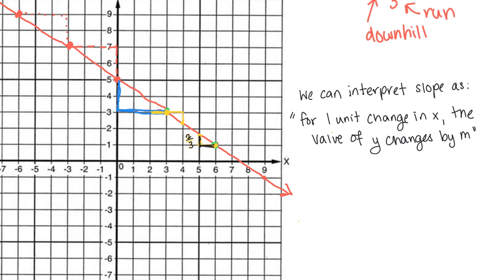So again, 1 unit this way, 2/3 of a unit in the y direction. 1 unit this way, 2/3 of a unit in the y direction. 1 unit, 2/3 in the y direction. That's how we can interpret slope.